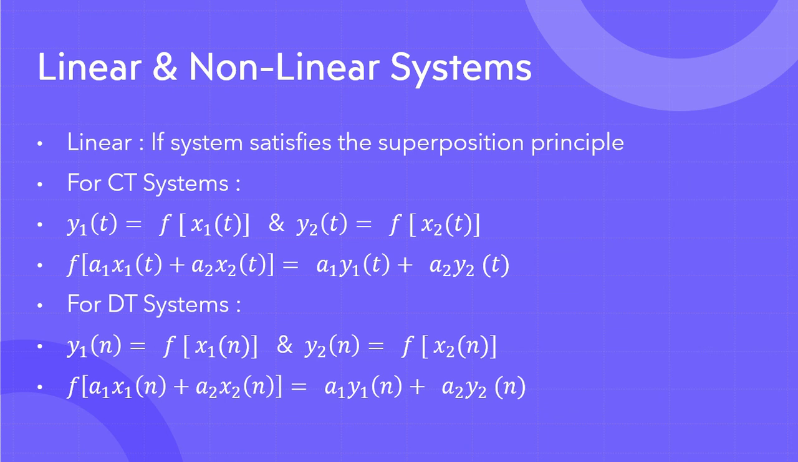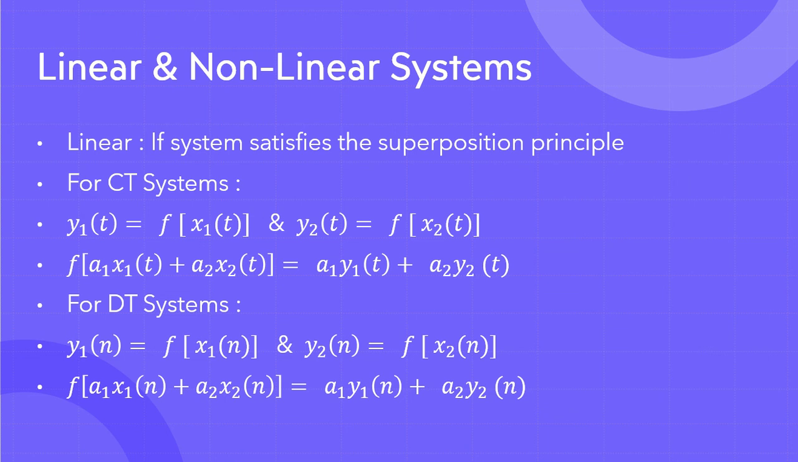You have two different variables. On the x axis we take time, on the y axis we take my signal, the amplitude of my signal. And if it is giving linear output, then it is a linear system, right? Then again, let's see how we verify it.